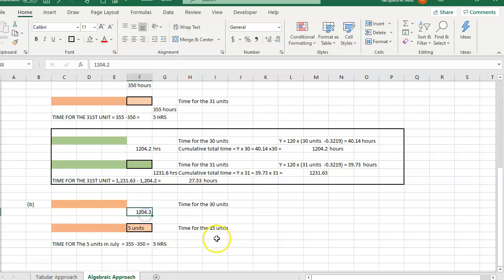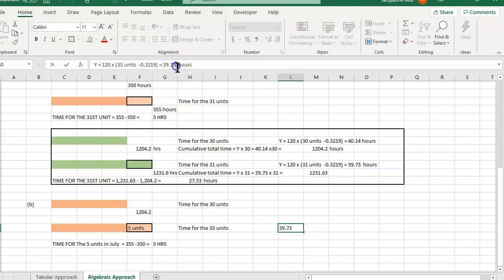So we have to come back to our formula. Let me just copy this. And notice the data is still the same in some regards. A is still 120. B is still minus 0.3219. But I'm changing this to 35. So when I check my calculation, it is 38.203, because I don't have my calculator, I have to be borrowing the information from my text, 38.20.